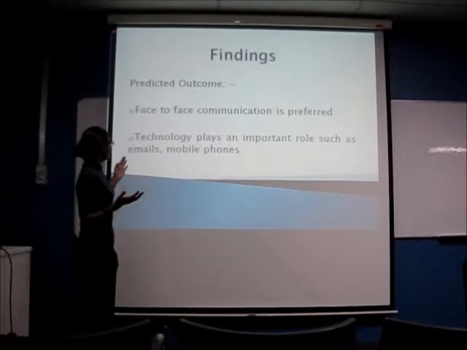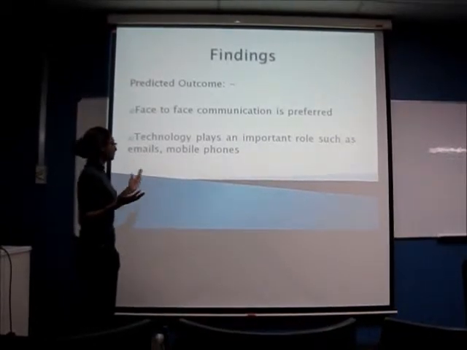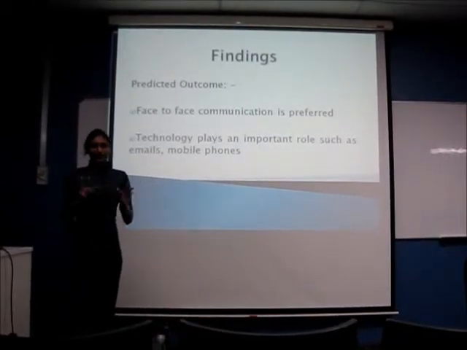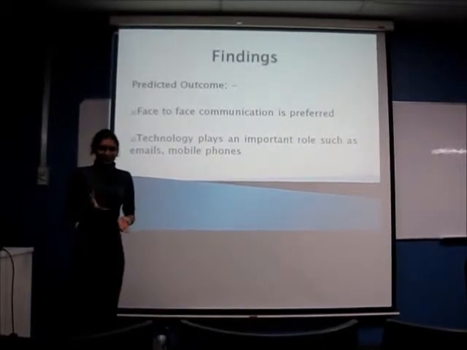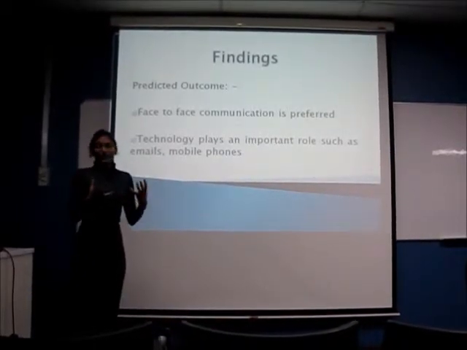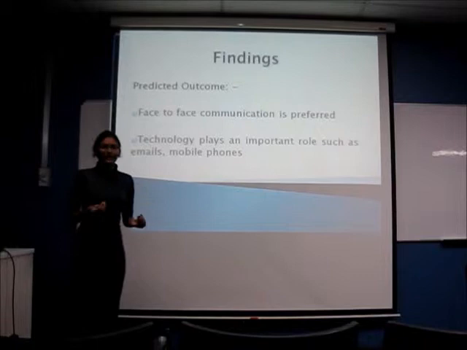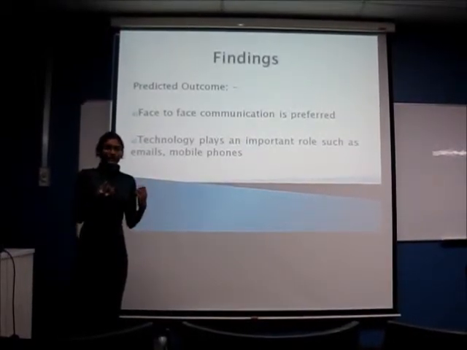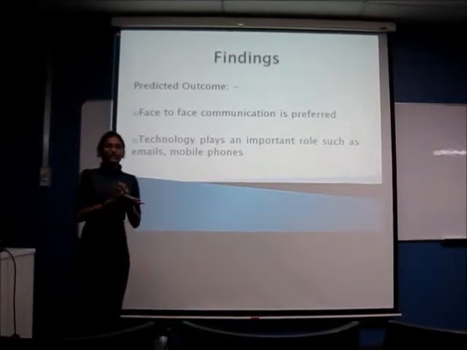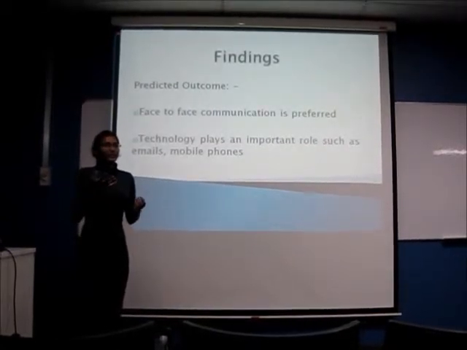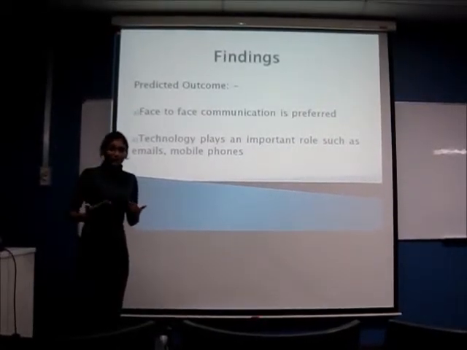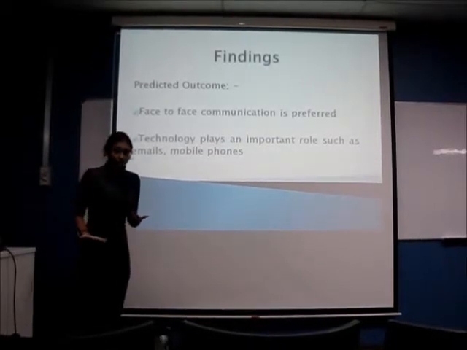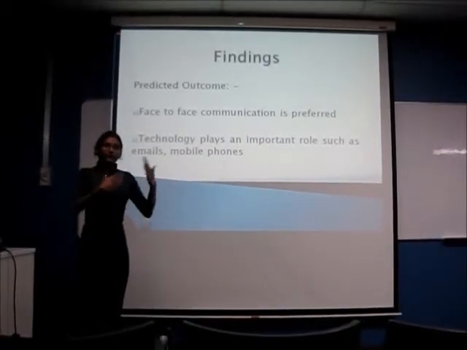And finally, technology plays an important role, such as emails, mobile phones and such. So nowadays, as I said before, everybody's more reliant on technology. So we're going to look at that, and we're going to see how it affects the effectiveness of the information transfer. Are the employees happy with what's given? Are the employees clear on what they're supposed to do, and vice versa with the boss?